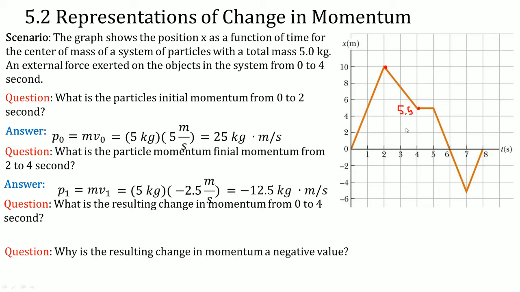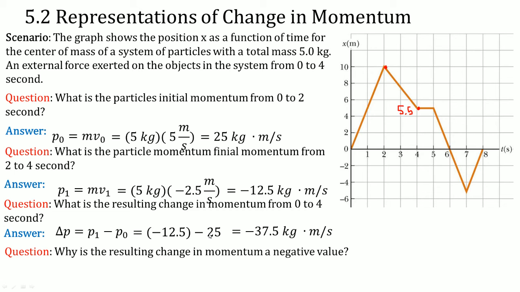Next question. What is the resulting change in momentum from 0 to 4 seconds? So we can combine the first scenario and the second scenario, but we're looking for the change. So the change is actually the final minus the initial. So delta P is equal to P1, which is the final, minus P naught, which is the initial. So you have the final, which is negative 12.5, and the initial was 25. So you subtract 25. You should get the value negative 37.5 kilograms times meters per second.